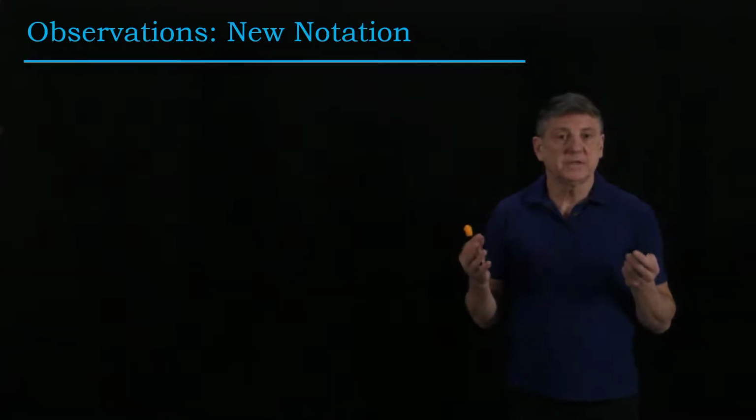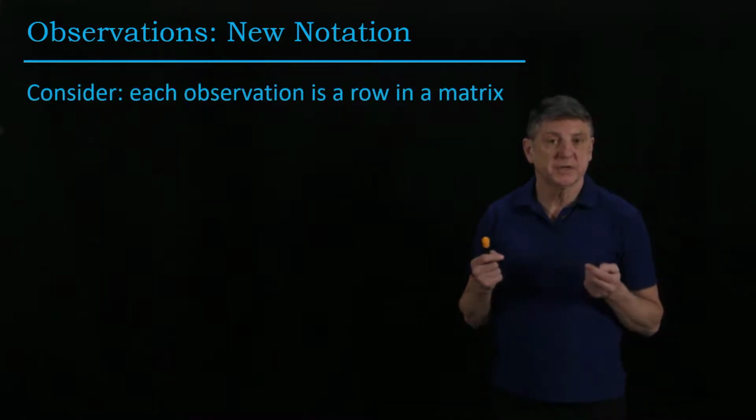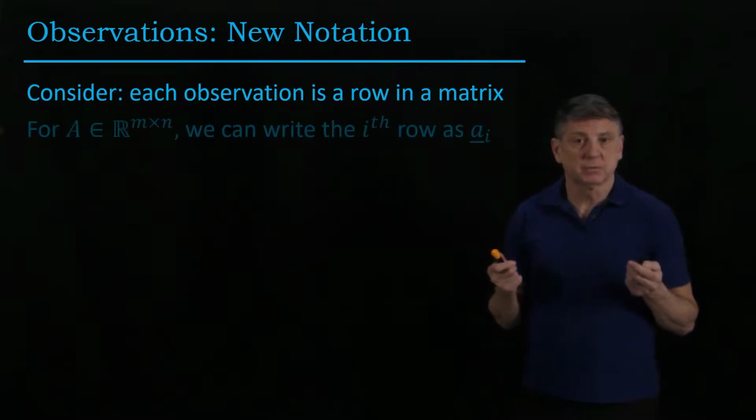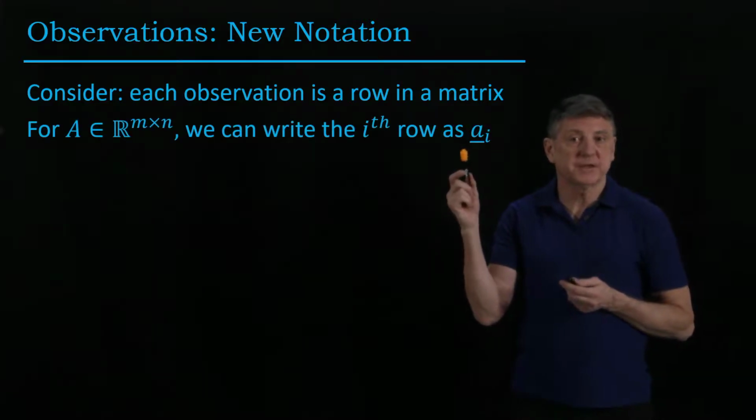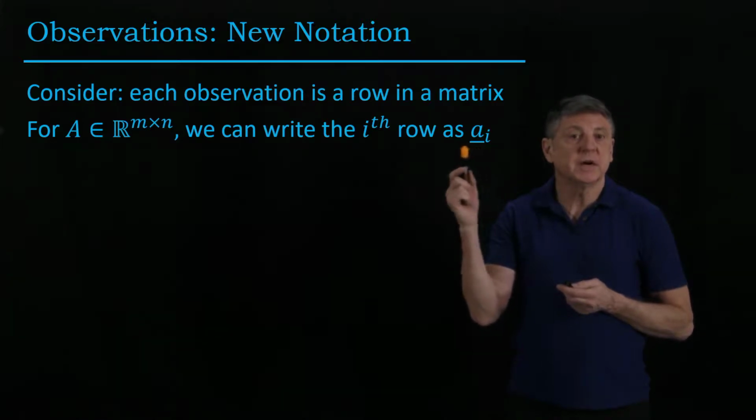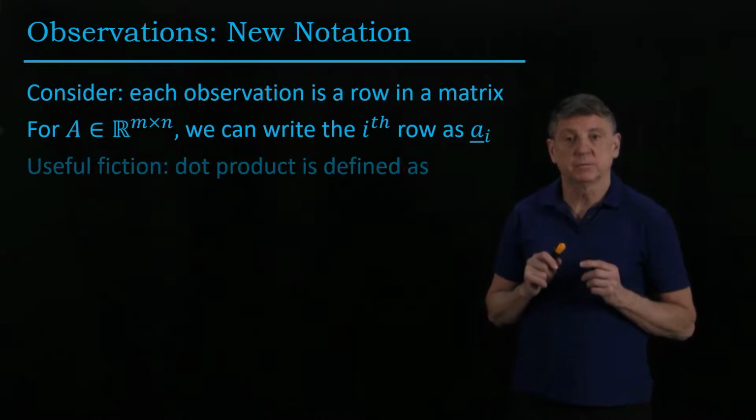Now, we're going to be discussing observations in this lecture, and we'll introduce a new notation. Each observation is a row, and we'll write the ith observation or the ith row using an underscore. This is an unusual notation, but we'll find it really useful and powerful.